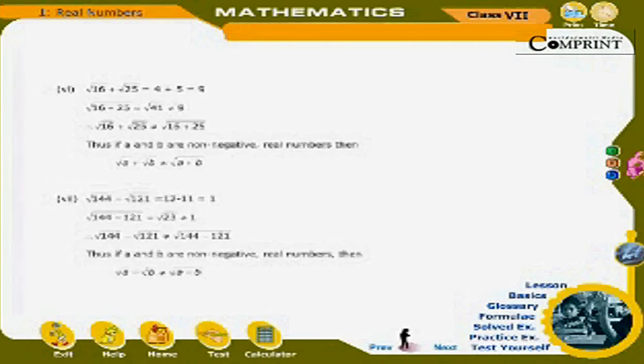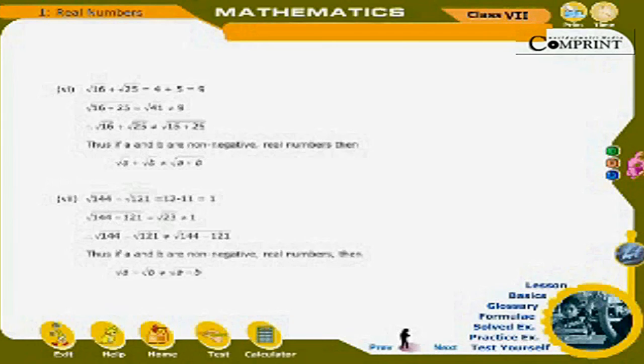Sixth, √16 + √25 = 4 + 5 = 9. √(16 + 25) = √41, which is not equal to 9. Therefore, √16 + √25 is not equal to √(16 + 25). Thus, if a and b are non-negative real numbers, then √a + √b is not equal to √(a + b).